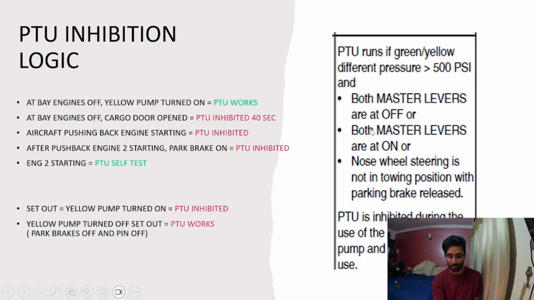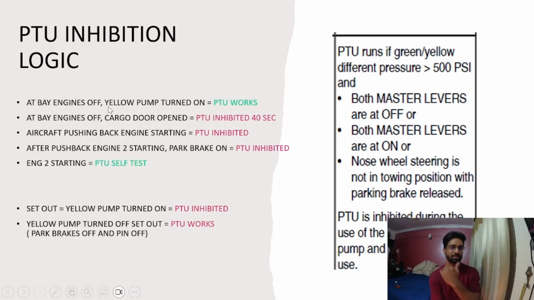And in this case, both your master levers are off, right? At the bay, you have not started both your engines or either of your engines. So both your levers, engine 1 and engine 2, are off. So the PTU will work if you turn on the yellow pump at the bay because both your master levers are off. So at the bay, engines off, master levers off, when the yellow electric pump is turned on, 500 psi it will detect, and the PTU will work. This is the reason why it works.